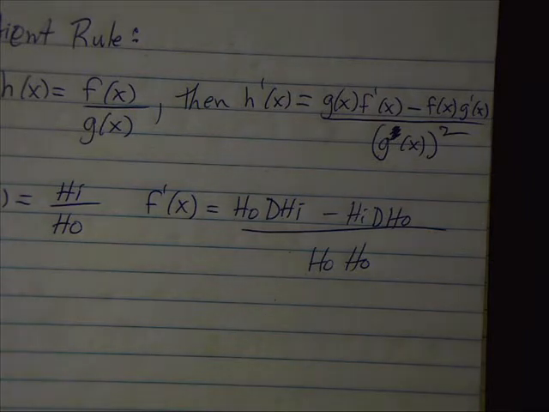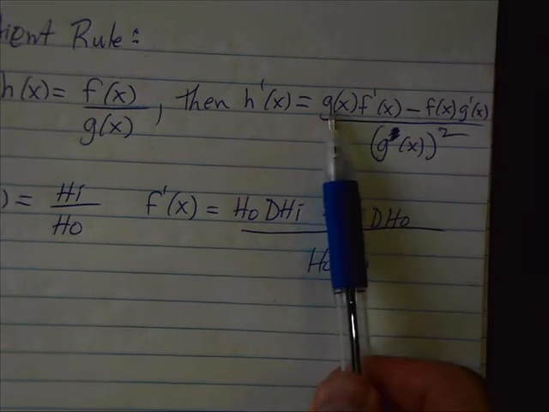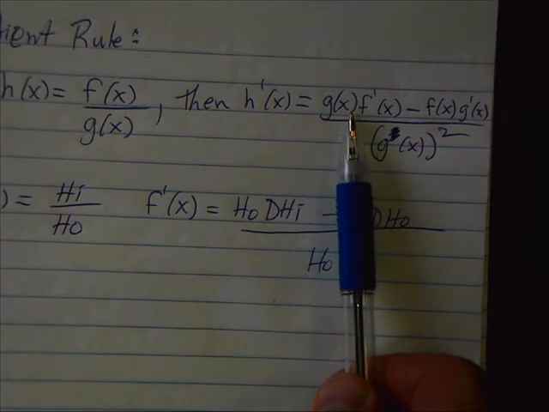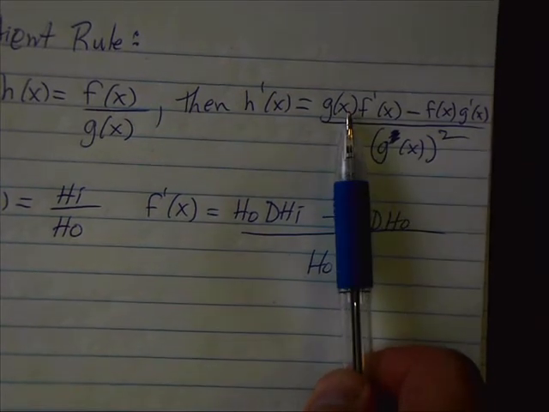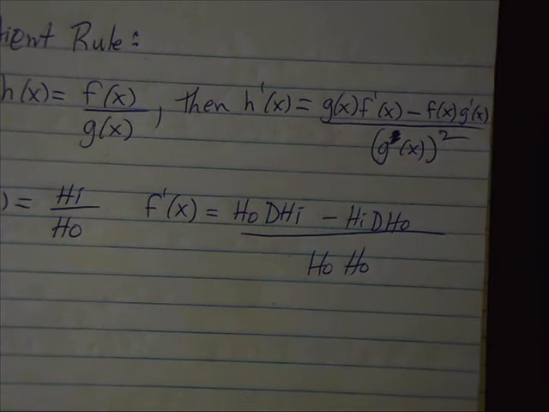Ho d-hi minus hi d-ho over ho ho. Figure out a way that you remember it. The important thing is leave the bottom alone first. I think if you remember that much, leave the bottom alone and then work from there, you'll usually get it in the right order.